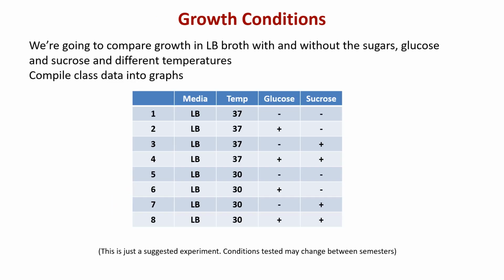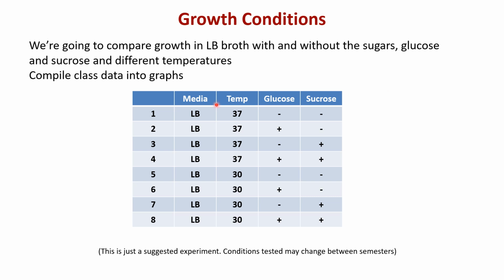Okay, so what are we going to do this week? How do we do this experiment? Well, we're going to grow one bacterium in LB broth, and we're going to add sugars to it, either glucose, sucrose, or both, and at different temperatures. And then we'll compile this data into a single graph for you to analyze.